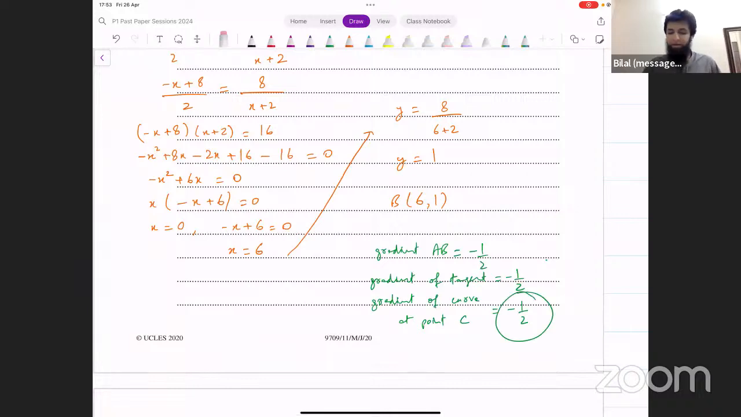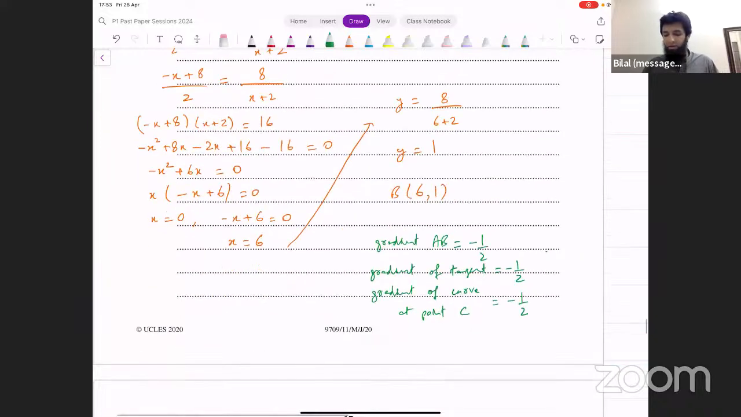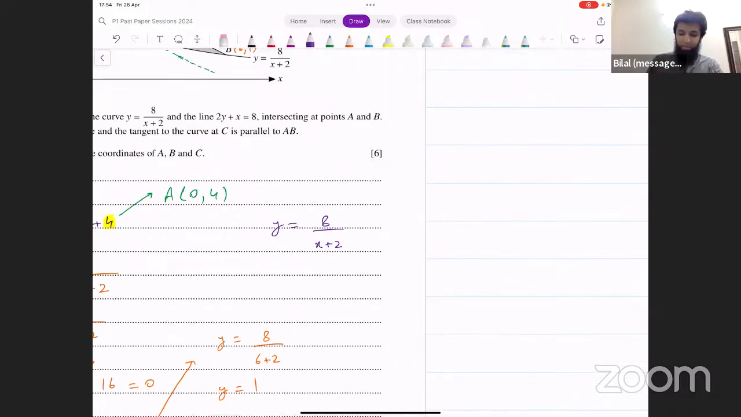Because how do you find the gradient of a curve? You find the derivative. And once you have the derivative, you put the value of x in that. In this case, we've got the gradient already given. We need to find the corresponding value of x at which you are getting that particular gradient. Now, let me explain that.